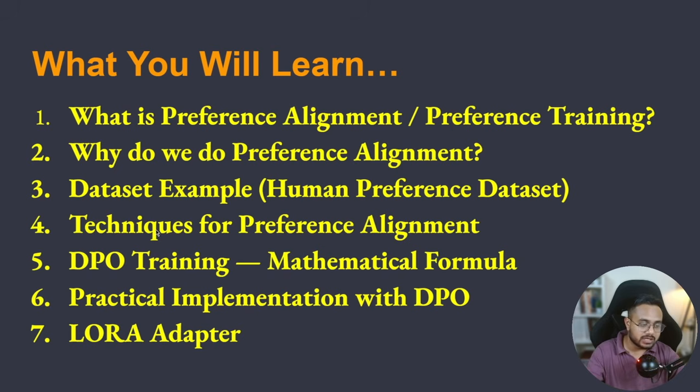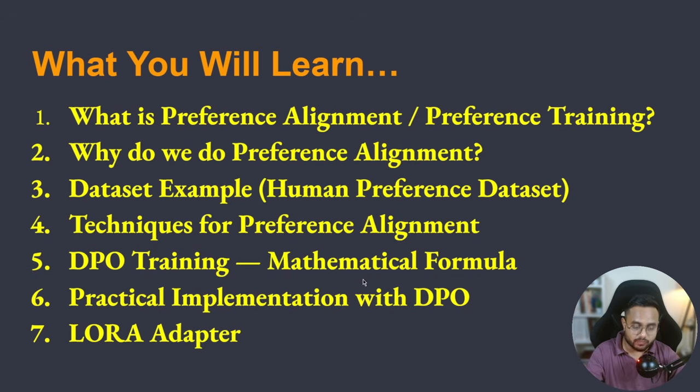Then we'll see techniques for preference alignment. What techniques do we have? We just know about RLHF, reinforcement learning through human feedback, but that is not the only technique. We have a couple of other techniques, so definitely I will discuss them, and I will even show you the research paper. Then the very famous technique for preference alignment, that is called DPO training. So we'll understand DPO training.